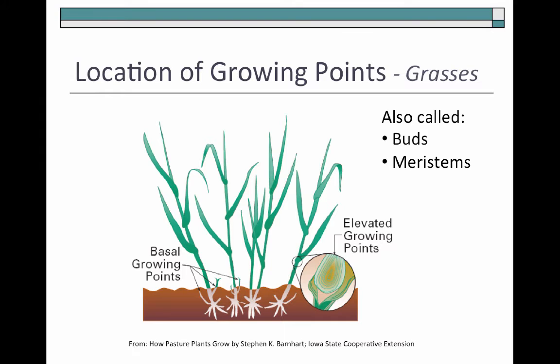So in this figure here, we've got a couple blades of grass that are going to have growing points, basal growing points, so growing points that are very, very close to the soil. And then we have elevated growing points. So there's two types of growing points on grasses. They are also called buds or meristems, depending on what text you're actually looking at. So basal growing points are going to be closer to the soil, whereas elevated growing points are going to be nodes that are going to be associated with the joint of the plant.